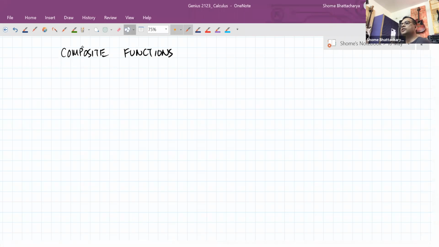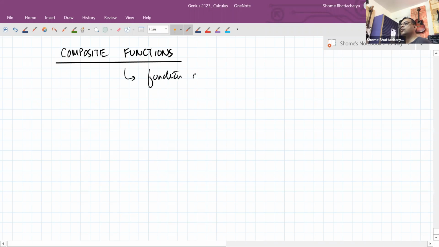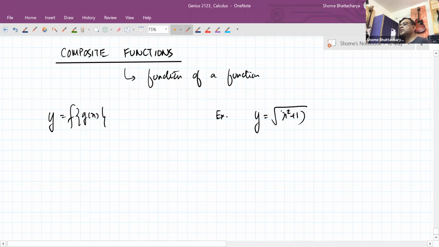Okay, so composite function is basically a function of a function. So you can think of the term composite function as a function of a function. In general, we'll express it as y is a function of another function of x. For example, if we have y is equal to square root of x square plus 1, we can think that g of x is equal to x square plus 1. So then y is what? y is square root of g of x. So the function f is nothing but the square root function.